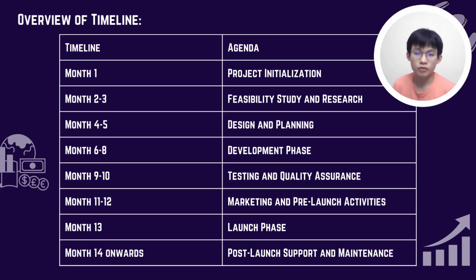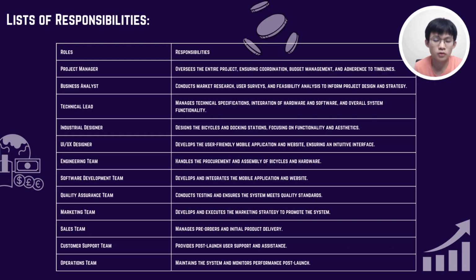And the launch phase will fall on the 13th month, in which we will finalize all preparation for product launch, and also our website will be finalized. And in month 14 onwards, we will do post-launch and maintenance. In this period, we will run a customer service system, and also address the users' inquiries. And to achieve a successful project, the list of responsibilities must be clear and loud. So we can take a look at this table to show the responsibilities of the roles in our project.